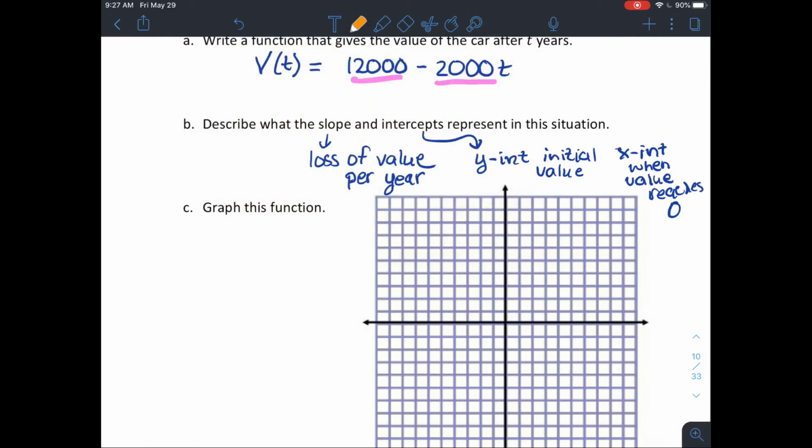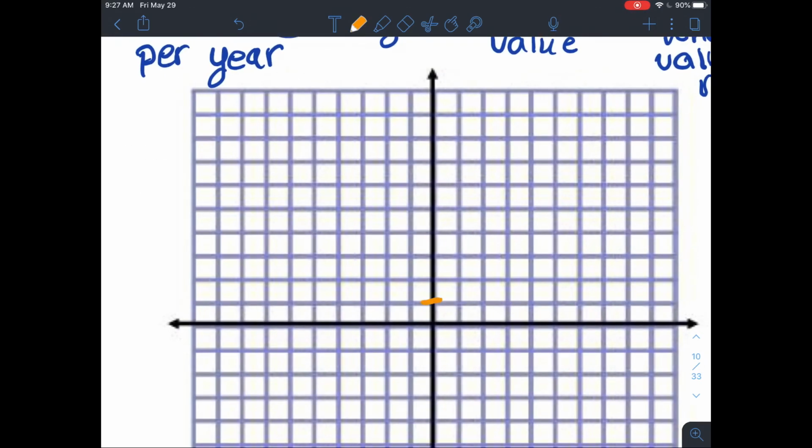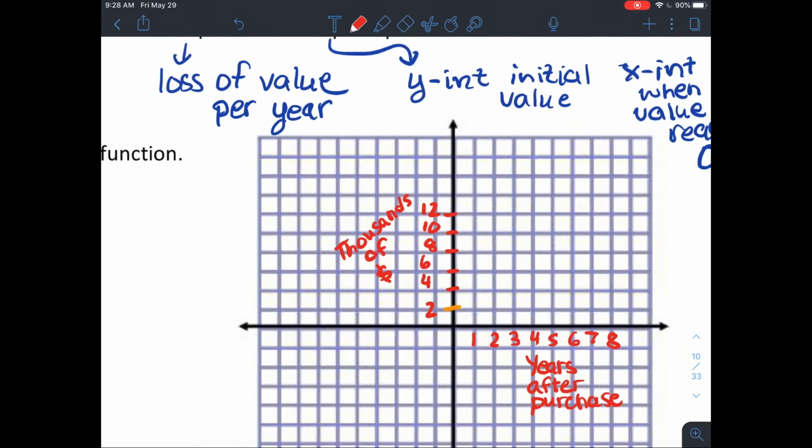So if I graph that function, you have to think about what scale to use. Can I count by ones? No, it's not going to fit on my graph that I have. So I am going to count by 2000s on my axis. Make sure that you label what each of your axes is measuring, so that's in thousands of dollars. And then my x is the number of years after I purchased my car. Okay, so now that I've got it set up, let's graph it.